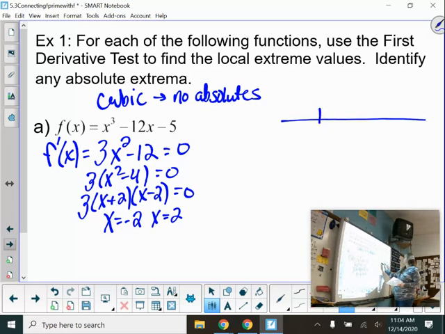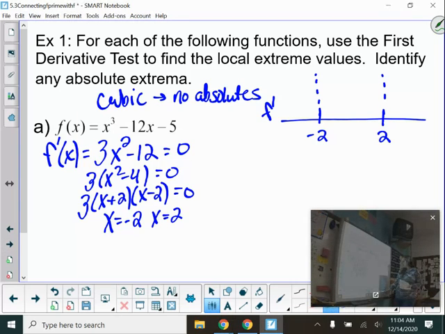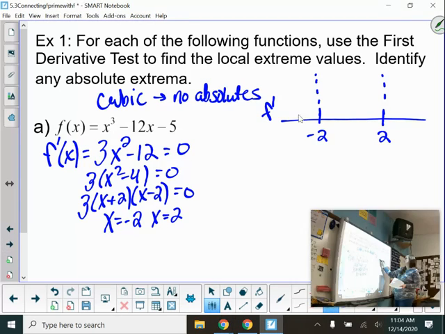So now I'm going to put that on the number line. So negative 2, positive 2, and I want to see what's going on with the sign of f prime. So if I take something, let's see, maybe negative 3 is one that's less, 0 is in between, 3 is one that's greater. And again, I'm plugging into f prime. So I'm plugging in to the derivative here. You can plug in to this part, or you can plug into the first part here. It doesn't really matter where you plug it in at.